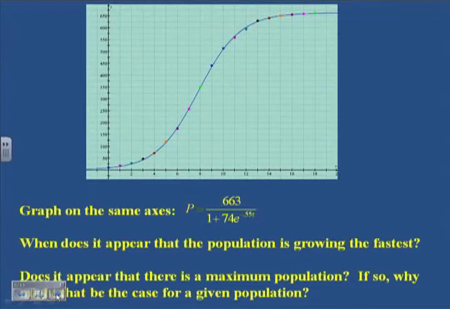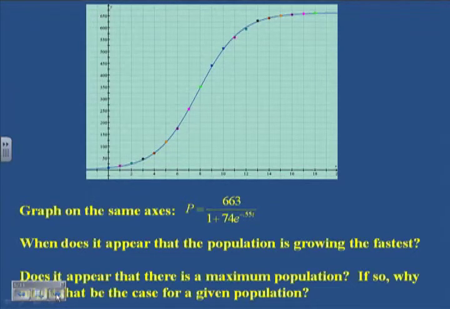Now, based upon your graph here, when does it appear that the population might be growing the fastest? Well, in the beginning, you don't have that many bacteria to be procreating, however bacteria do that. But at some point in time, the growth of the population picks up. But then those constraints start to affect it and start to slow down the growth of that population.